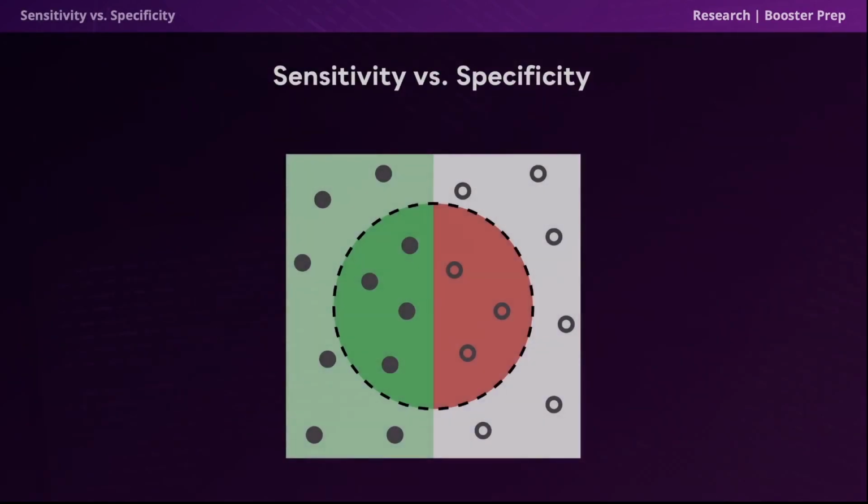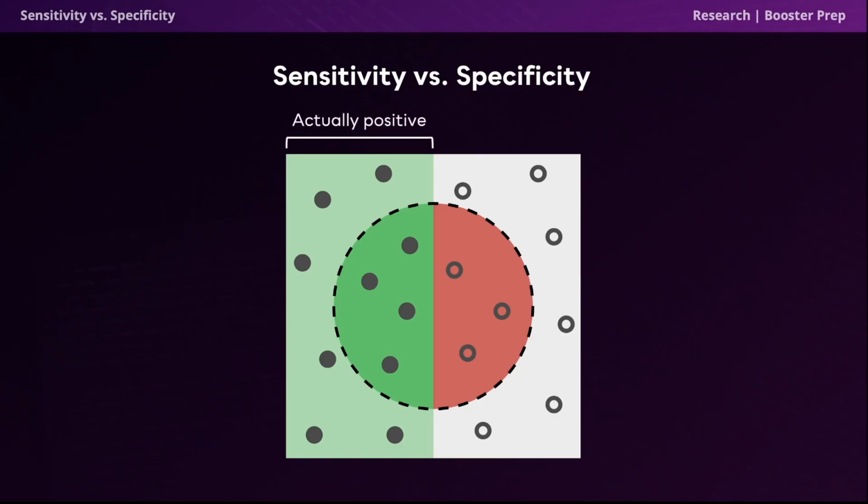Now that we've discussed survey errors, we can expand our discussion to sensitivity and specificity. Let's take a look at the data in this image. The left half of the image represents the region of the data that is actually positive, and the right half represents the region of the data that is actually negative. Meanwhile, everything inside of the circle represents the data that is tested positive. So let's take a look.